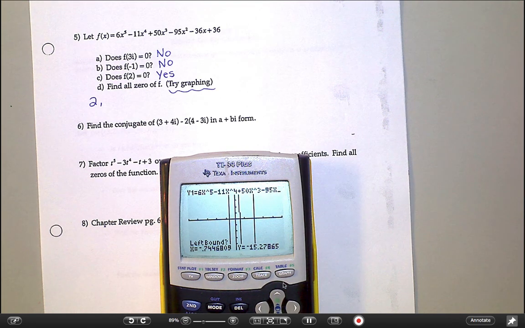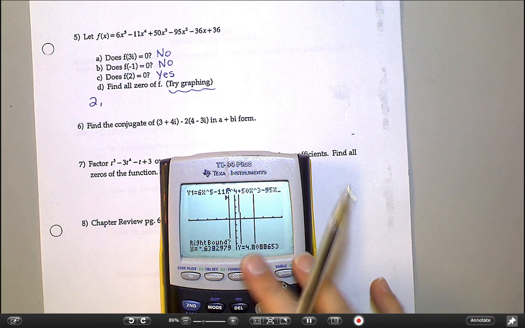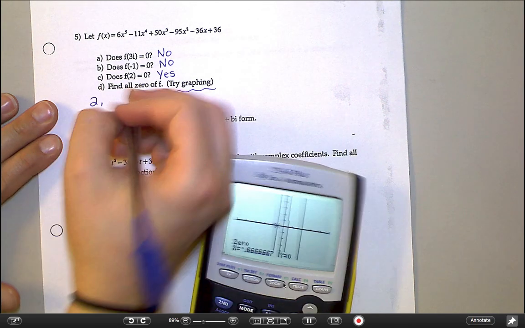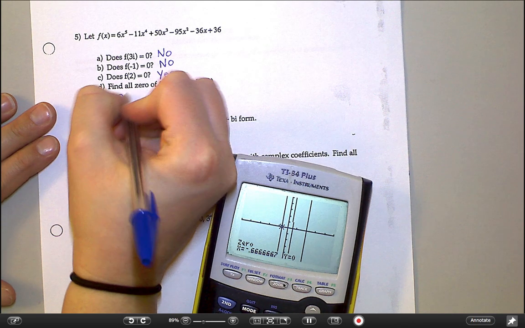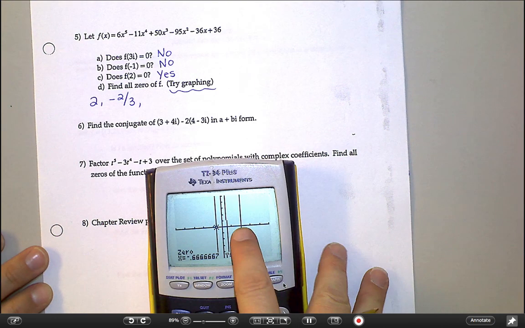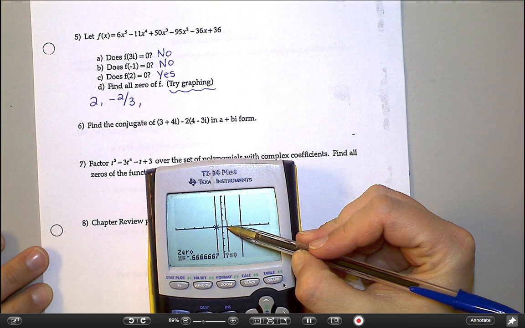So I'm going to go ahead and hit enter. And then I'm just going to move 1 back to the right so I know that I jumped past my root. Hit enter, and then enter 1 more time. And negative 0.6 repeating means one of my roots is at negative 2/3. Okay. And then I'm going to do the same thing to find this root right here.